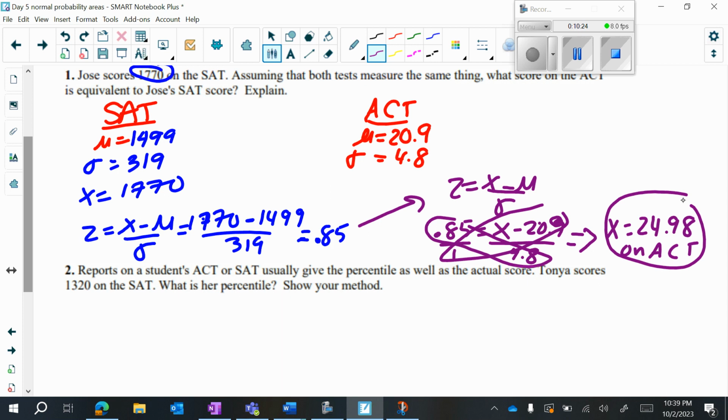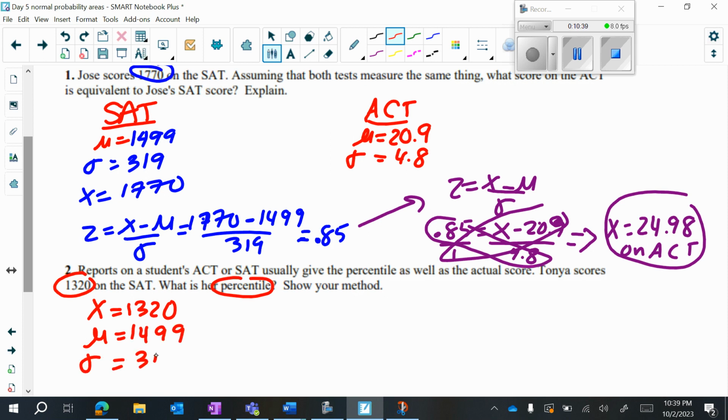So now it says we can also be given a percentile. Here's where we get into percentile a little bit, and that's more about the area under the curve. We want to know what Tanya's percentile was on the SAT. Tanya scored a 1320 on the SAT. The SAT mean above is 1499 and the standard deviation is 319.